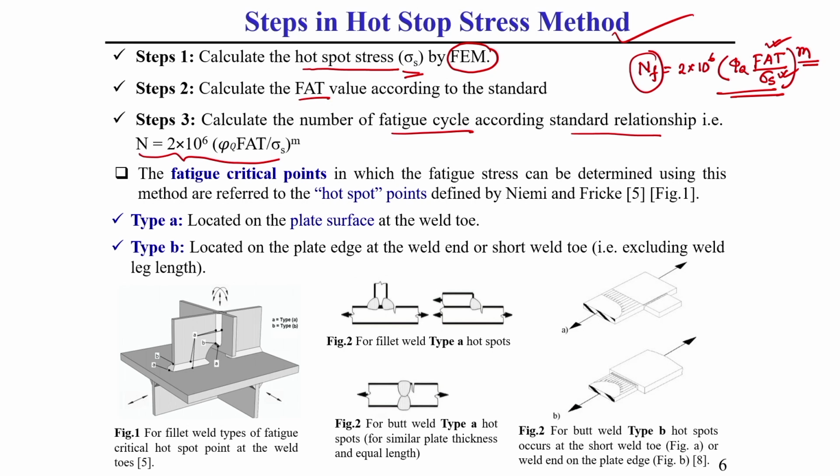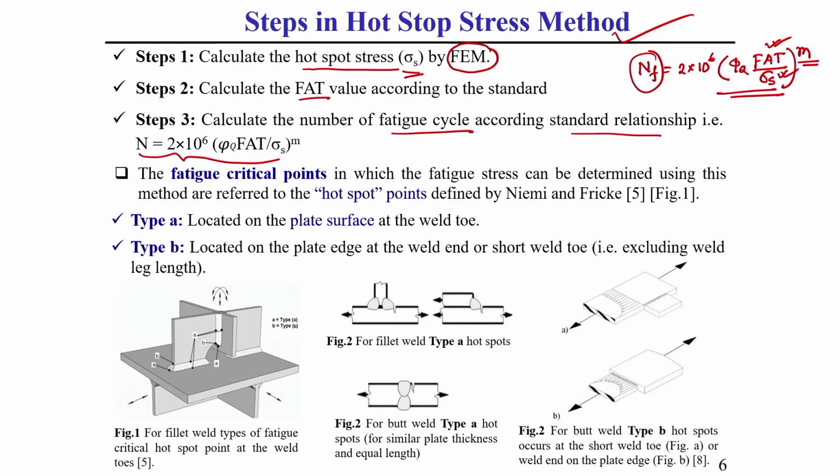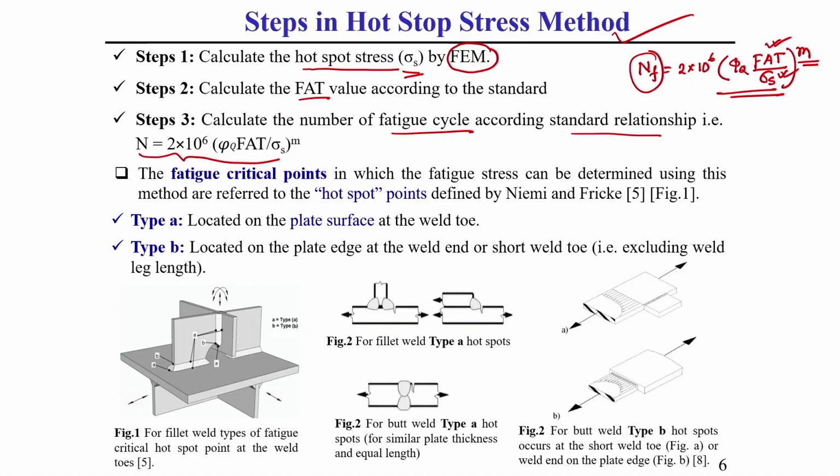So, these are the steps we generally follow for estimating the fatigue life of a welded structure based on this hot spot approach. Now, before discussing how to calculate the hot spot stress, first of all we should know where we generally need to find this hot spot stress. The point where we find the hot spot stress is generally called the fatigue critical point, or you can say the hot spot point.